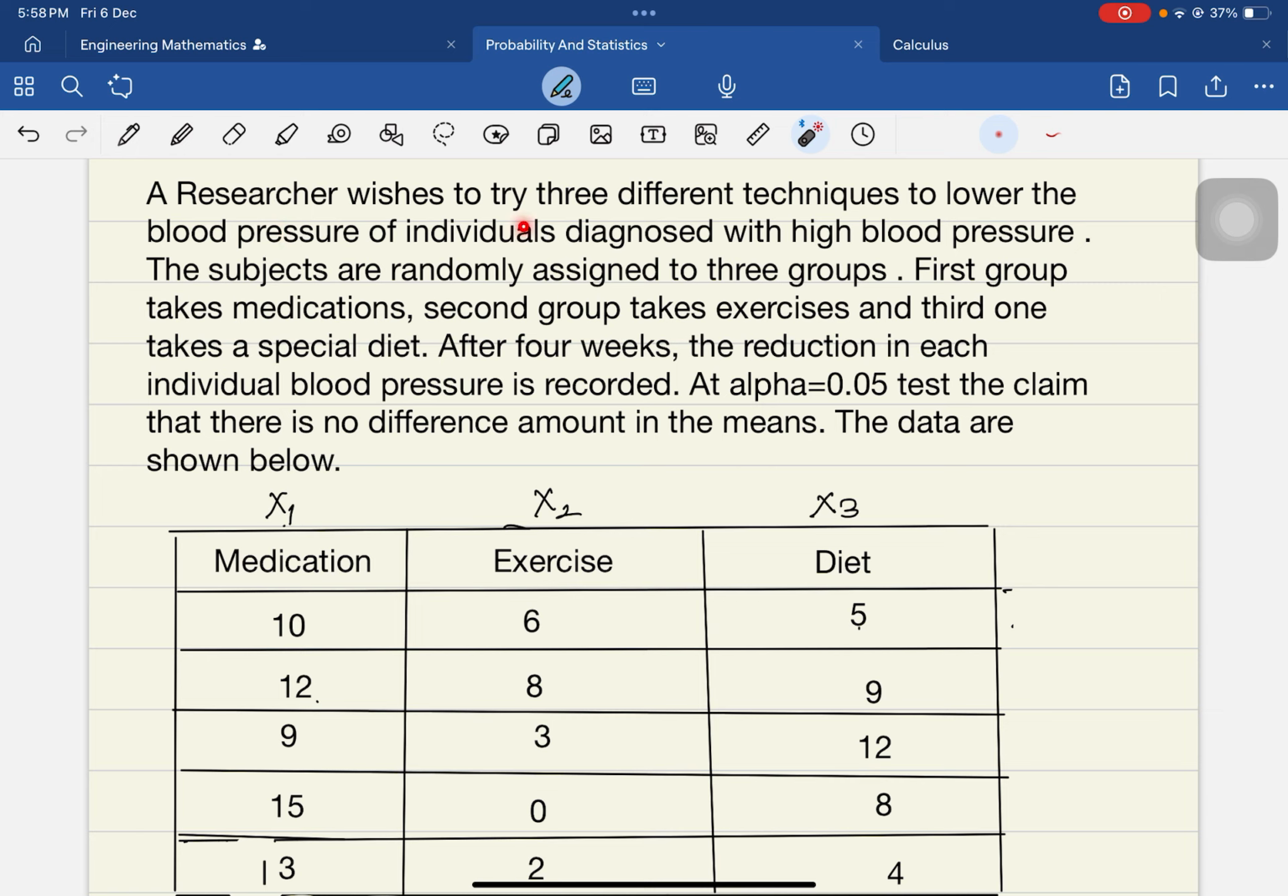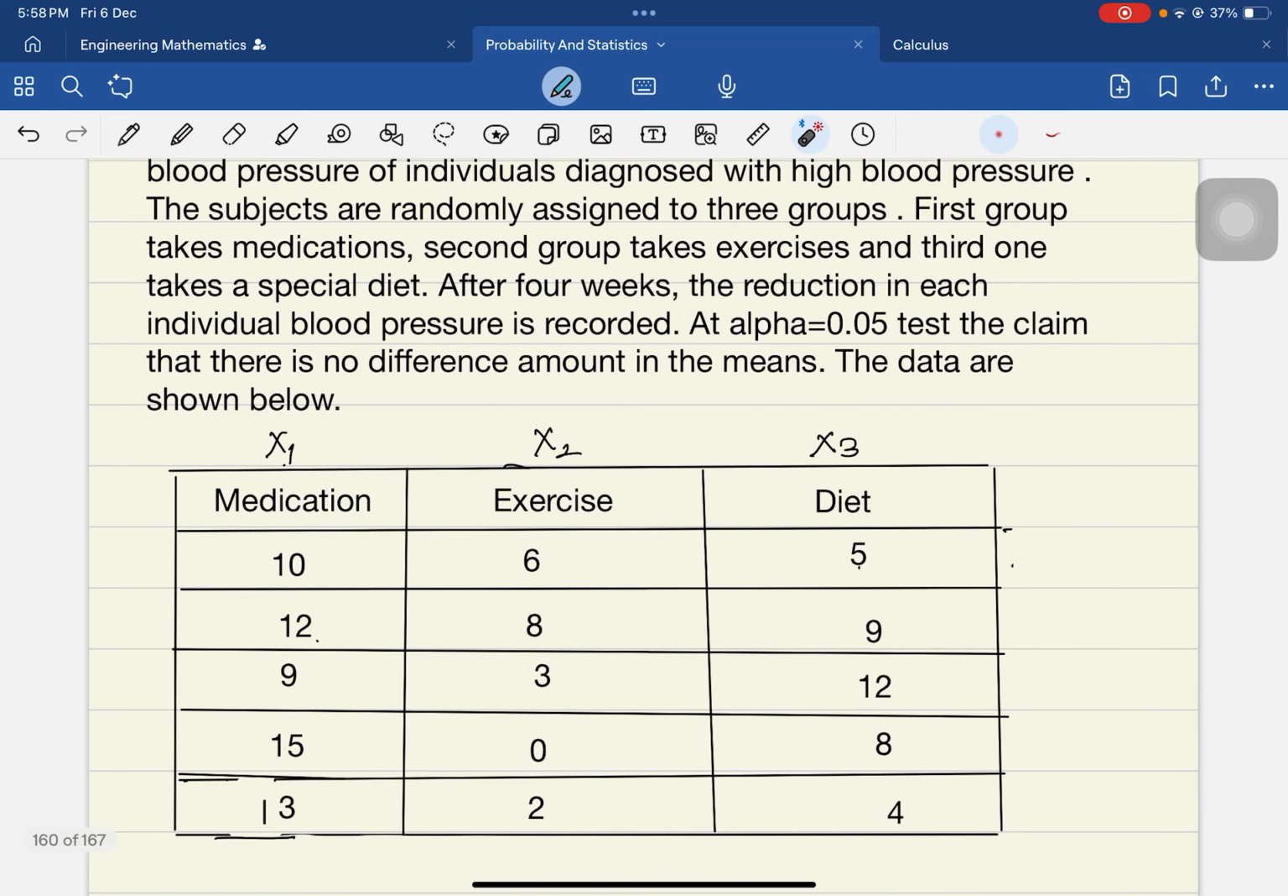A researcher wishes to try three different techniques to lower the blood pressure of individuals diagnosed with high blood pressure, and the subjects are randomly assigned to three groups. The first group takes medication, the second group does exercises, and the third group is on a special diet. After 4 weeks, the reduction in each individual's blood pressure is recorded. At alpha equal to 0.05 as the test of significance, test the claim that there is no difference among the means, and the data are shown below.